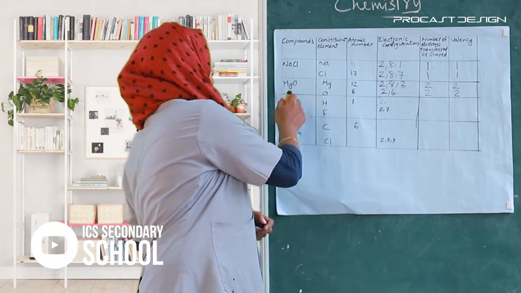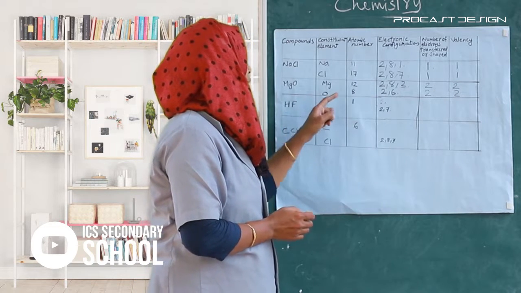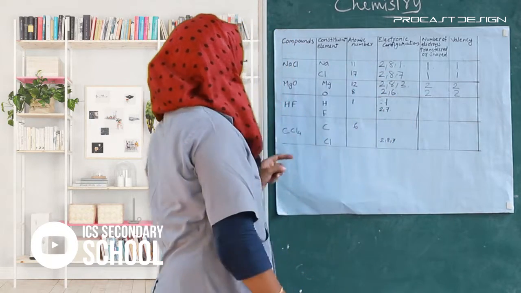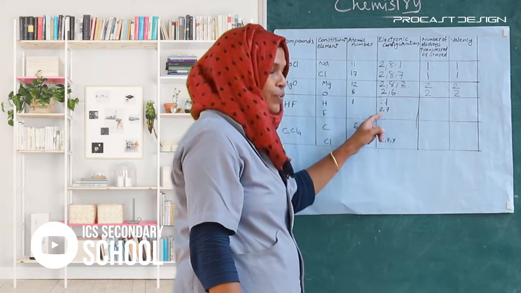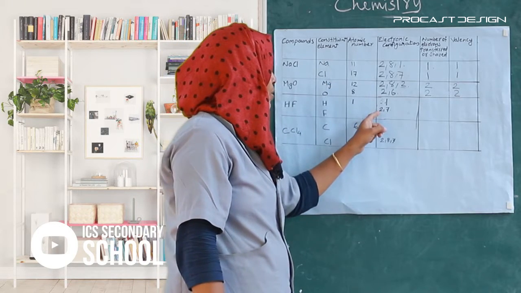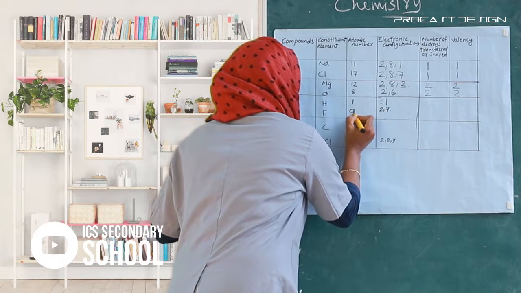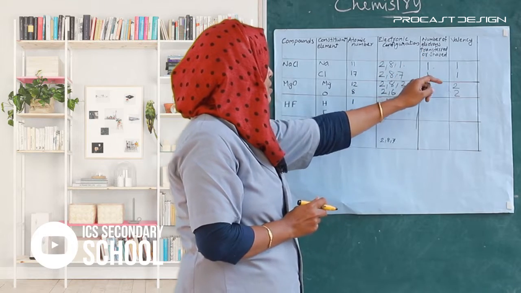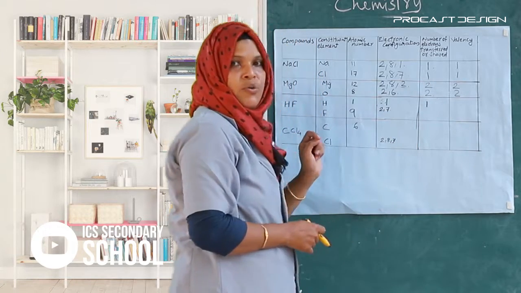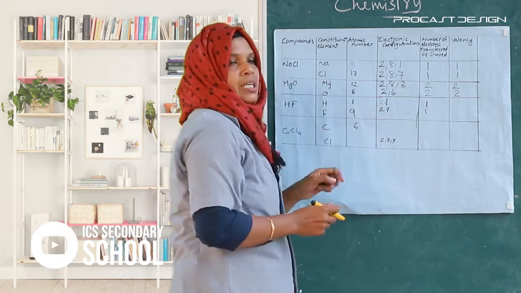Consider HF, hydrogen fluoride. The constituent elements are hydrogen and fluorine. The atomic number of hydrogen is 1 and its electronic configuration is 1. Next, fluorine: the electronic configuration is 2, 7, so the total number of electrons is 2 plus 7 equals 9. The number of electrons transferred or shared is 1, so the valency is 1. For fluorine, the number of electrons shared or transferred is 1.